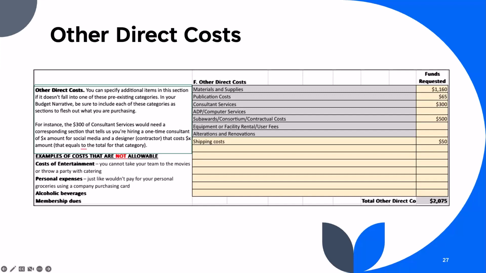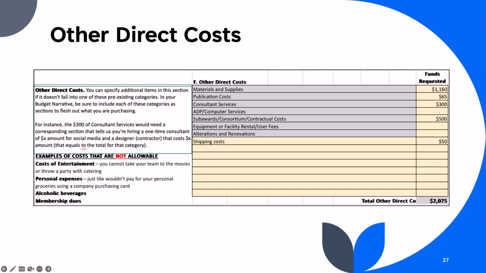So other direct costs, which is section F. For section F, we've got multiple subcategories that fill into the other direct cost section. You'll see here we've got materials and supplies, which can include printing things out, folders, things that you would need to do outreach or education. You have publication costs and consultant services. That one comes up a lot, if you're needing someone to design something for you. There's ADP computer services, if you're needing software or something like that.